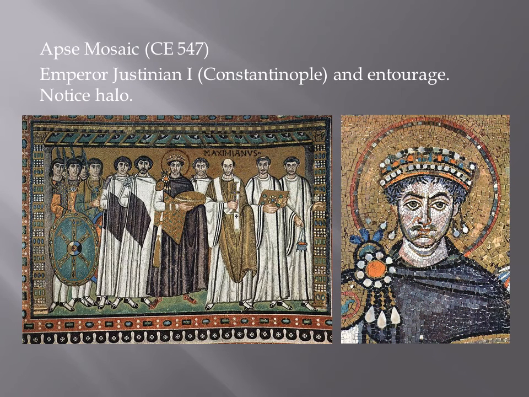Now, here's some of this stuff he may have been talking about. Here's the apse mosaic, and this was created in 547. And this is Emperor Justinian of Constantinople and his entourage. Notice that his entourage includes both priests and scholars, as well as advisors and warriors. Justinian was the emperor of Constantinople.